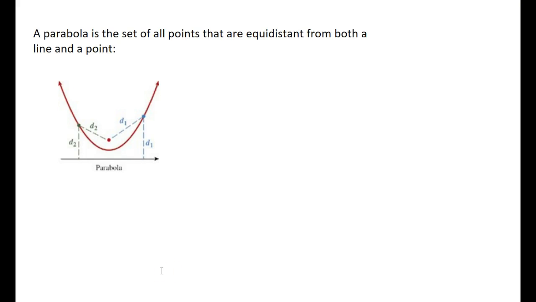A parabola is a set of all points that are equidistant from a line and a point. What that means is if I pick any point on the parabola, the distance from that point to this fixed point and from that point on the parabola to the line should be the same. Those are the same distances. This point is called the focus, and this line is called the directrix. So the set of all points that are the same distance away from a focus as they are from a directrix, those points make up a parabola.